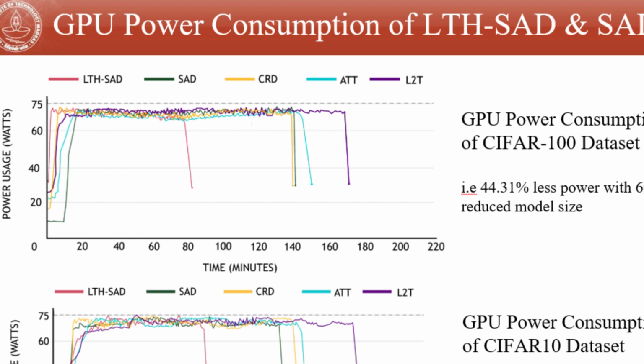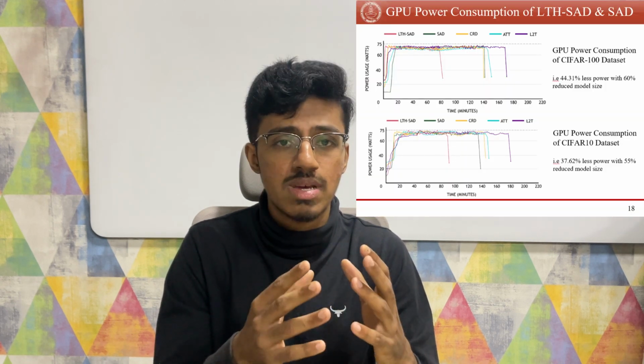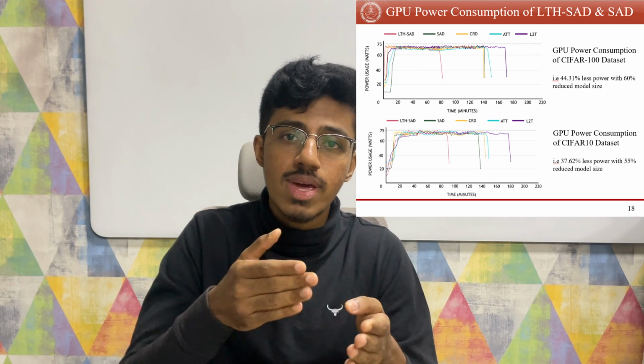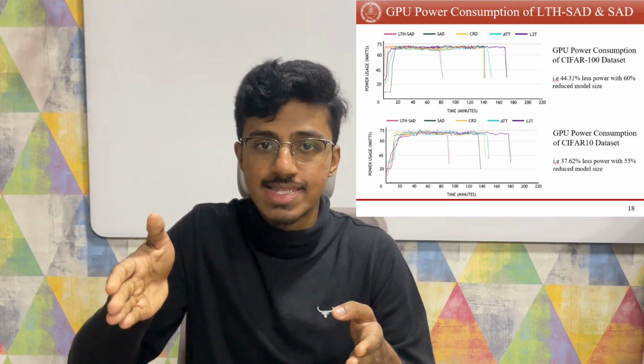Talking about the scalability part, we have used 3 metrics. One is GPU power consumption, second is throughput, and third is AQRT. First, talking about GPU power consumption, what we mean by GPU power consumption is it captures the power consumed by our model during the training phase as well as during the testing phase.